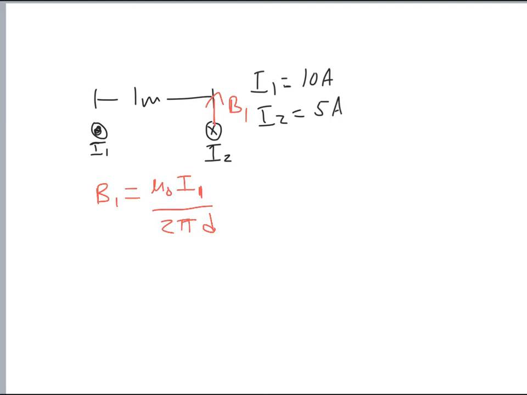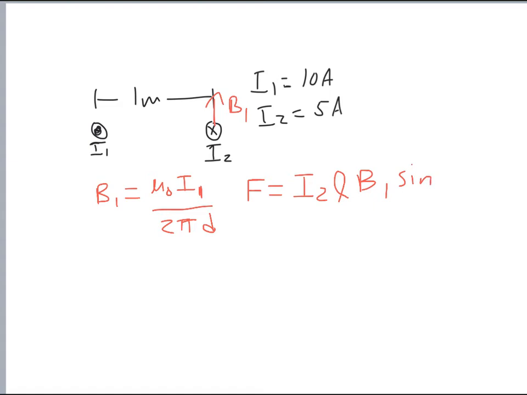Now the next thing that we want to look at is the force acting on current 2. And we know that the formula for the force on a wire passing through a magnetic field is just going to be ILB sine of theta. Now the I in this case is I2, and then we're going to have the length of the wire, and then it's going to be B, but the B that we're talking about is B1, and then we're going to have the sine of the angle between them.